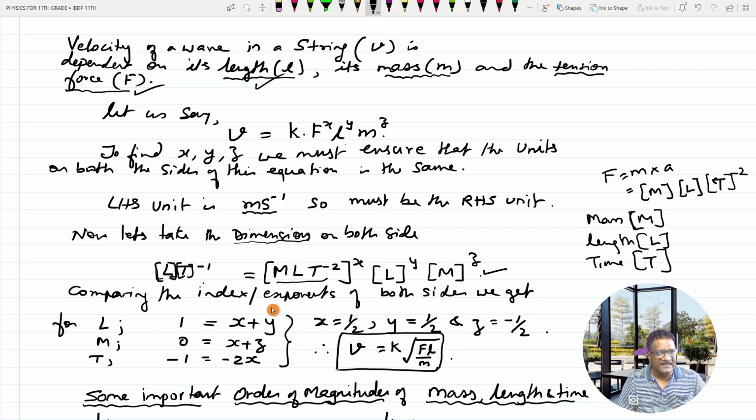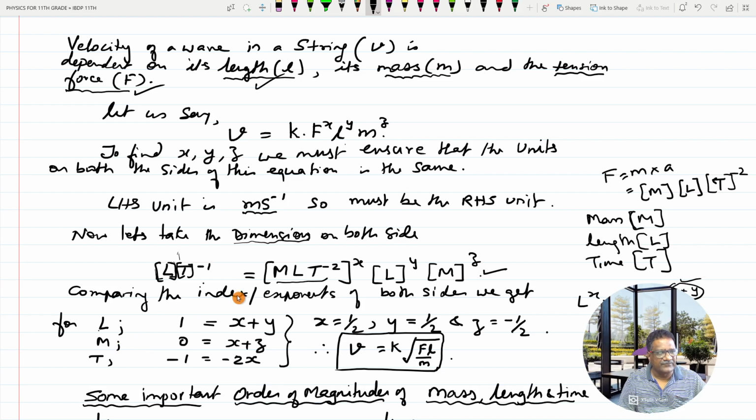Now comparing the exponents on both the sides, on the left hand side we have L raised to 1. On the right hand side, if you take L, there is L raised to x into L raised to y, which can be written as L raised to x plus y, isn't it? Now compare this exponent of L on the right hand side with the exponent of L on the left hand side, which is 1. So for L, you will get 1 equal to x plus y.